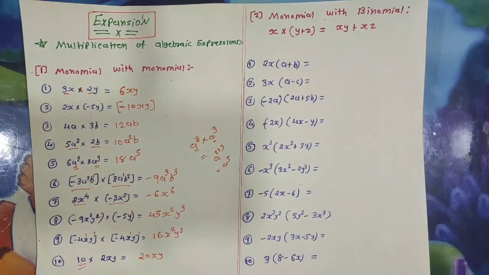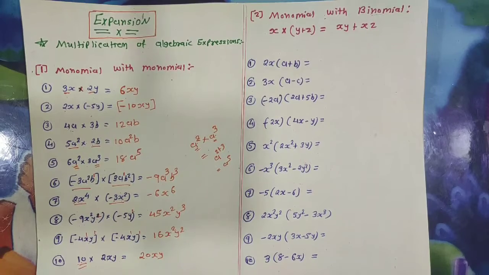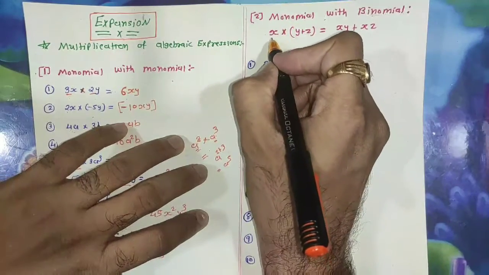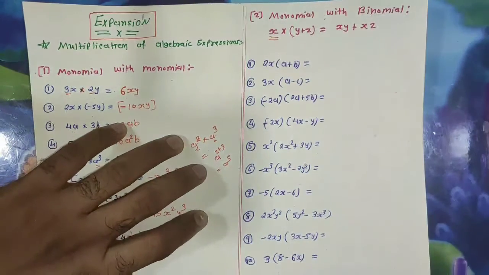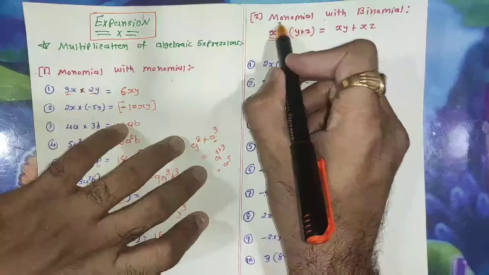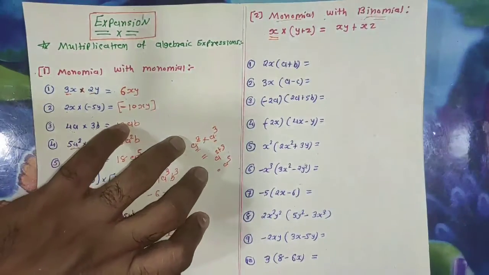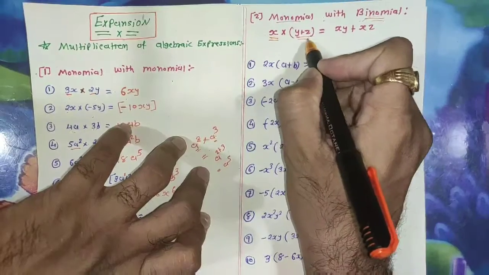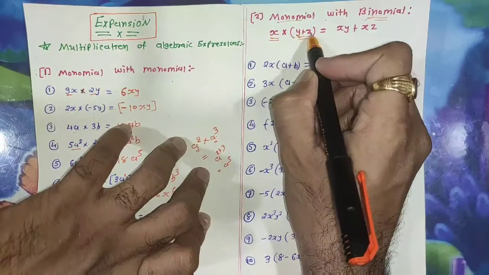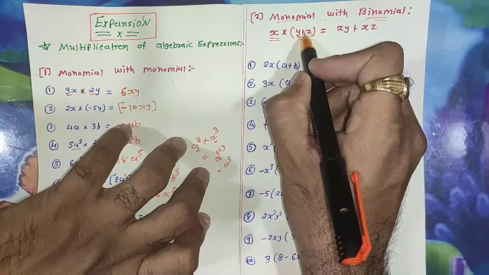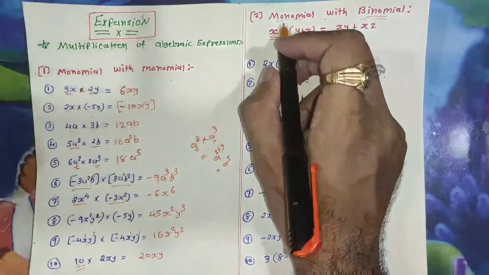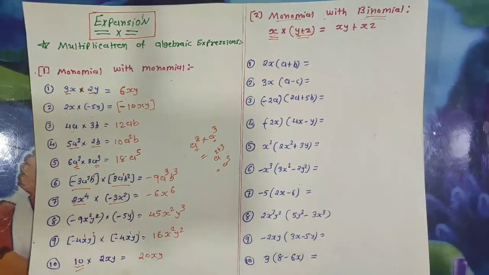Now the next type of multiplication is monomial with binomial. You have to multiply a monomial with a binomial. Monomial means a polynomial having only one term, so consider this x which is only one term, and you have to multiply this monomial with a binomial. Binomial means a polynomial with two terms, so here consider one binomial having two terms which are y plus z, two terms combined with a plus sign. So this is one monomial, this is one binomial, and here we have to perform multiplication of this monomial with the binomial.